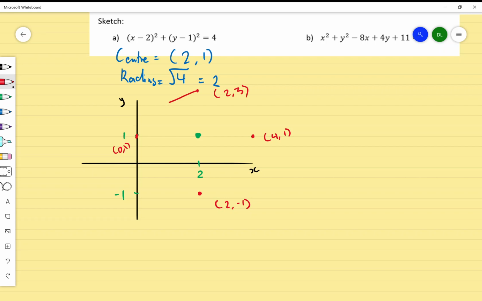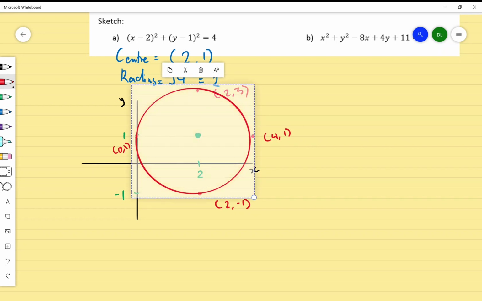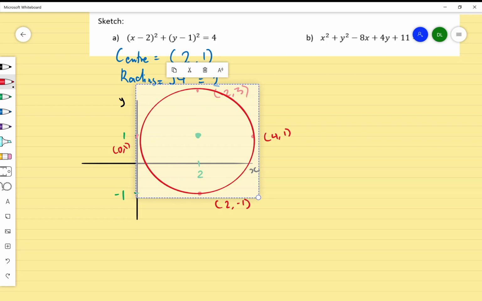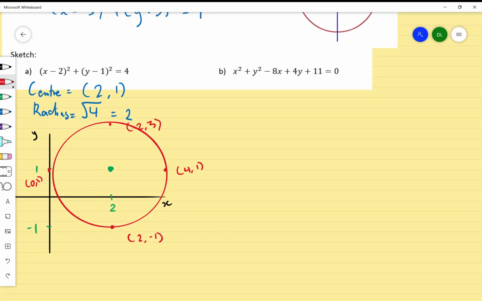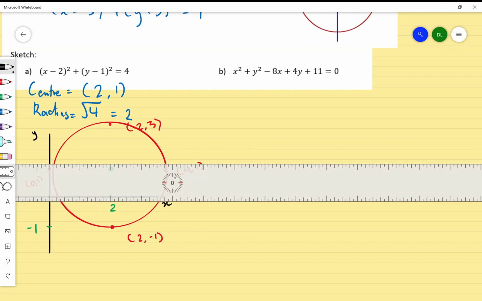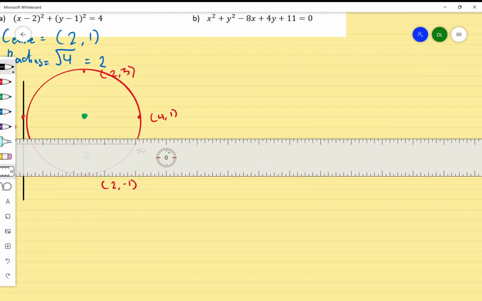I'm going to go ahead and draw that circle. It's not going to be perfect. Good enough. So that's going to be our circle where the center is at that point (2, 1). Sweet. Now this is what happens when we've been given a circle or relation that isn't in the form of the general form.